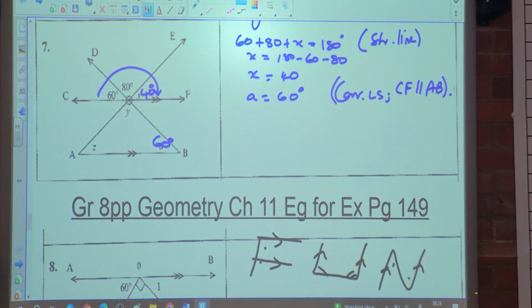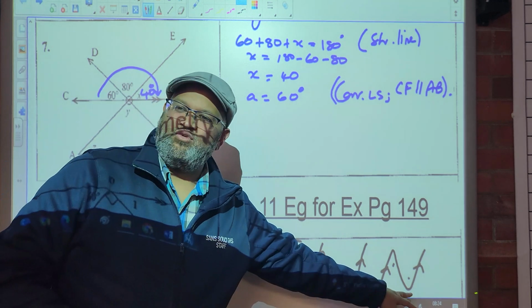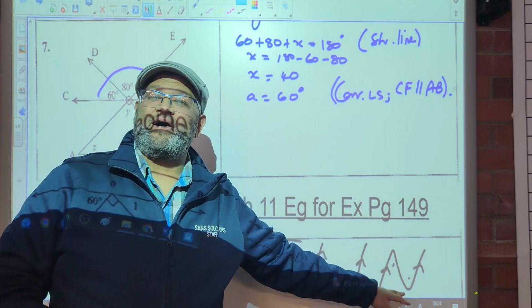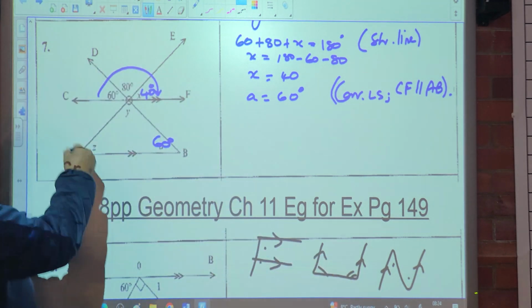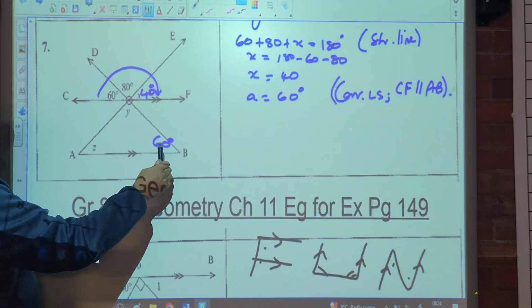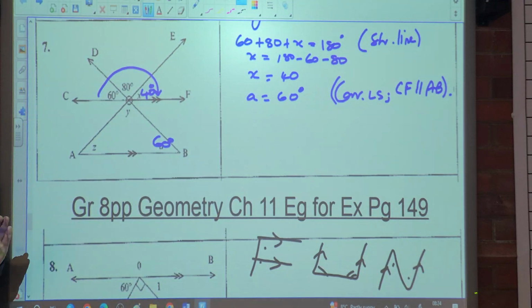Hope you guys understand? Is there any confusion there? So again, if you're using alternate, corresponding, or co-interior angles, any of these, we must state the line that is parallel. So if they had left this CF out and this AB, then you just say corresponding, because there are no labels on the sides.